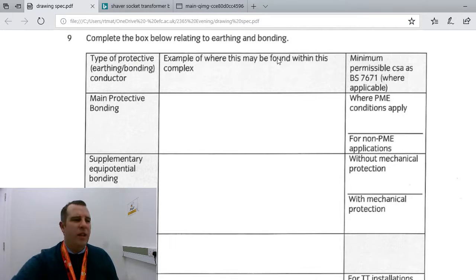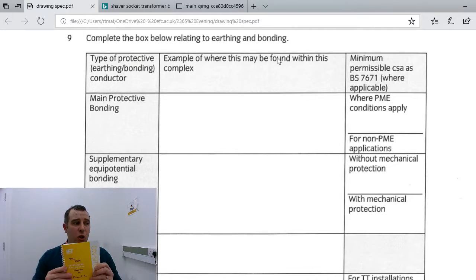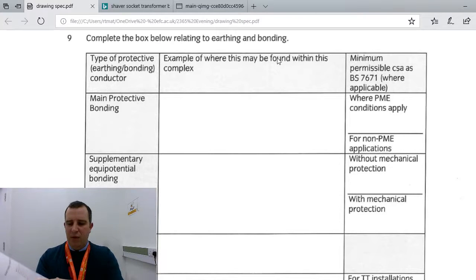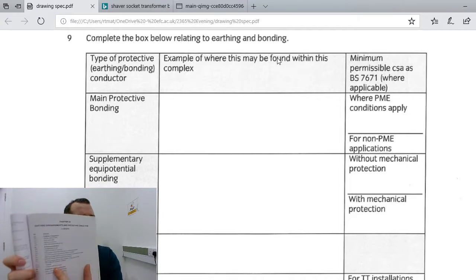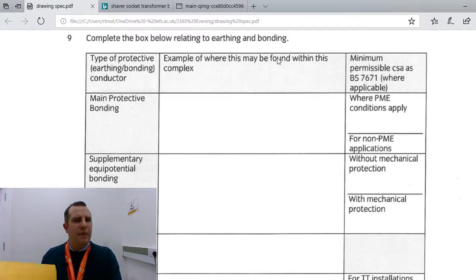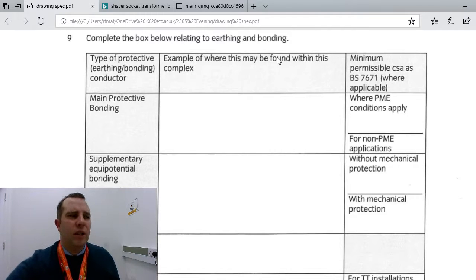For this one, you're going to possibly need to use the on-site guide, but most of the time you're going to need your big regulations book out. If you flick through various bits, you will see that chapter 54 is quite good. It's labelled up as earthing arrangements and bonding, and it tells you all the words that you're looking at. Main bonding's there and the supplementary bonding's there. What you need to do is turn to the relevant page, do a little bit of reading about it, and make sure you can understand what it's talking about.